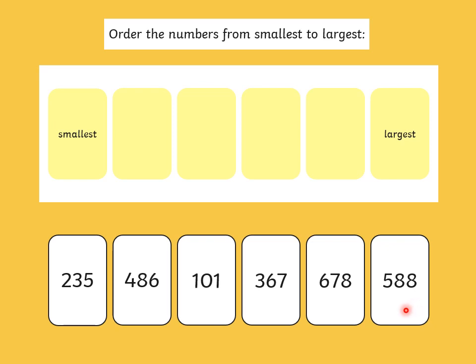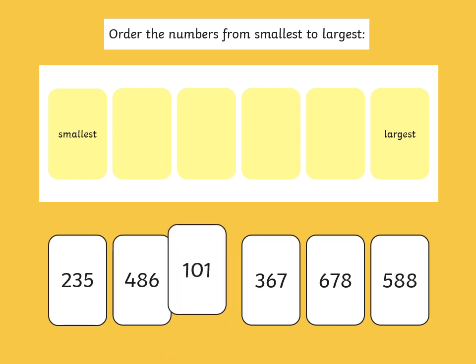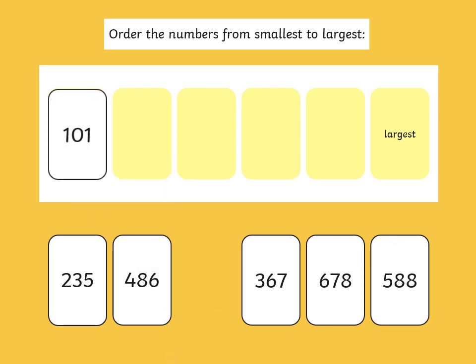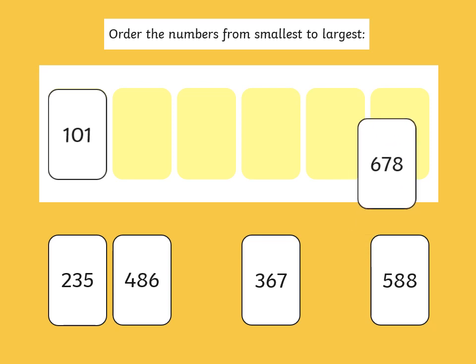Okay, so we need to look at the hundreds column. We can see that these have different numbers in their hundreds column. So that's going to make it a little bit easier to sort. So our lowest number is 101 because it's got a 1 in the hundreds place. So let's pop that as our smallest number. And then we need to look for our largest number. So looking at our hundreds place, there we go, 678 is our largest number.